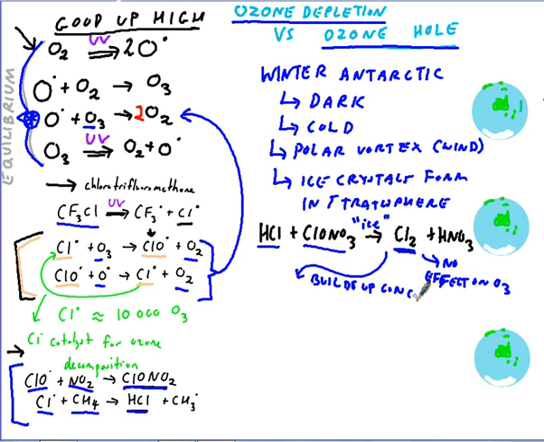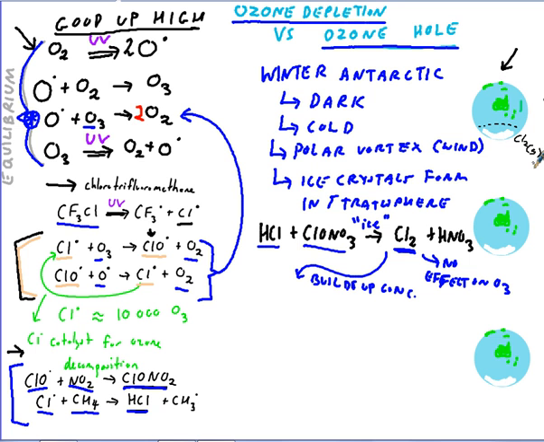So these little pictures on the side here, this is a representation of the Earth, in case you didn't realise that, and that white patch down the bottom is supposed to represent Antarctica. And so what happens in winter, we get basically accumulation of chlorine gas. But don't forget, it's very dark and very cold, and that chlorine gas is quite stable.